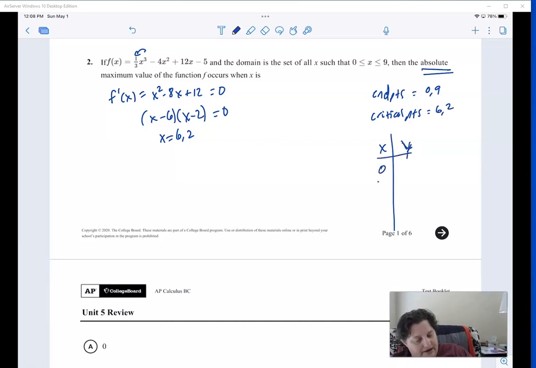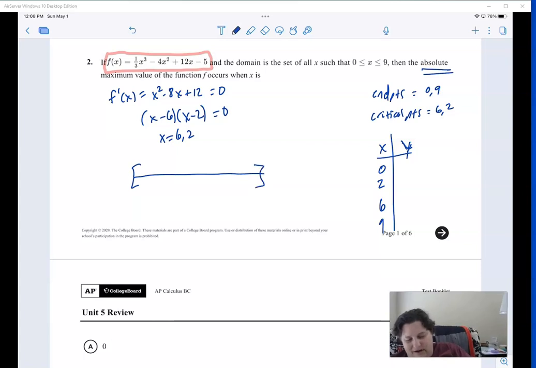Okay, endpoints, critical. Now, you guys, you should be able to do either way. You should be able to plug these in, or you should be able to do a sign line graph. Okay? Shoot. I do not want to plug in every single one of these. I mean, it wouldn't be too bad, but it'll take me a second. Let me do a sign line graph real quick. And again, it's on a closed interval. That should at least narrow it down for me, okay? 2, 6. All right, check it out.